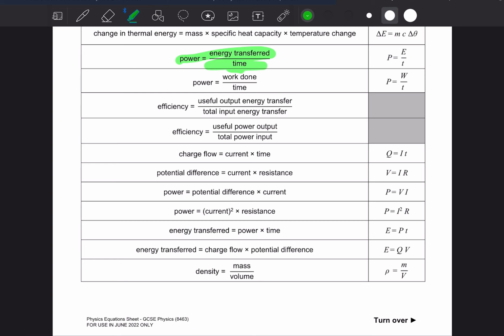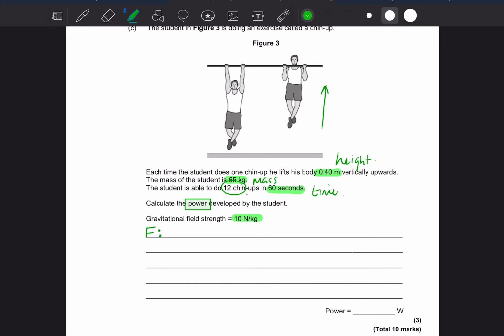And energy transfers. Power equals work done divided by time. That would have worked as well because work done is just an energy transfer. So those formulas mean the same thing. But we'll take just that top one. So power is energy transferred divided by time. So let's use that. So power equals the energy transferred divided by the time.